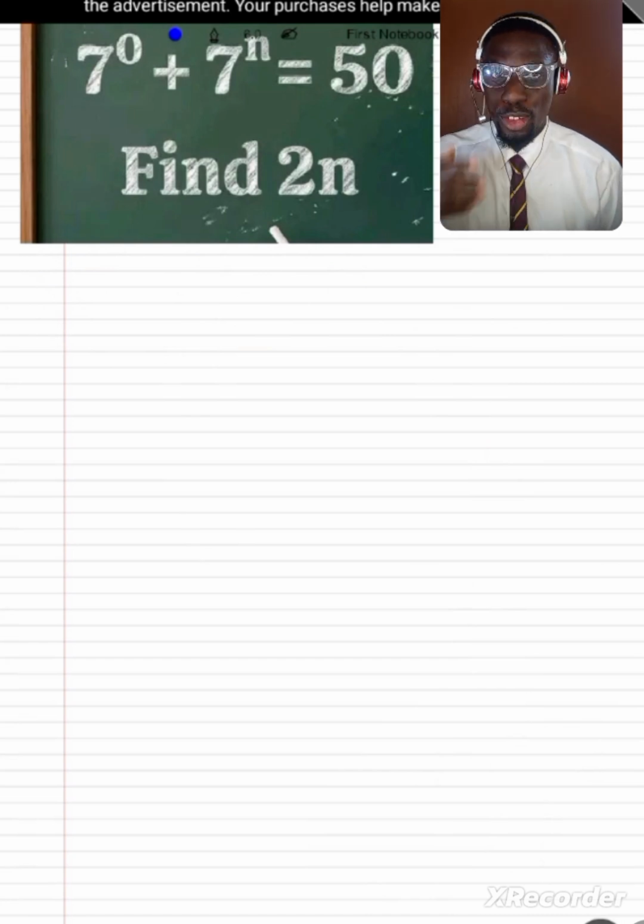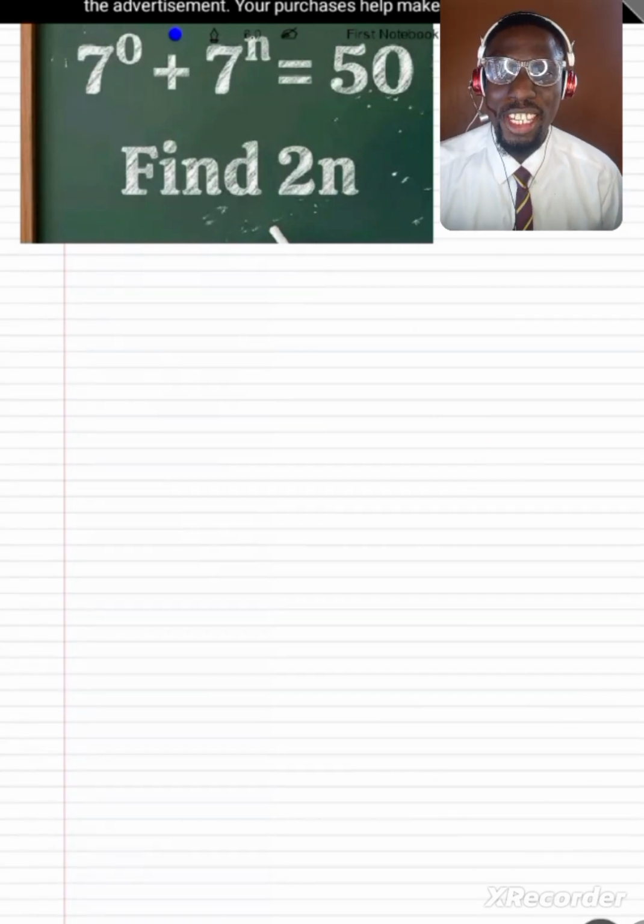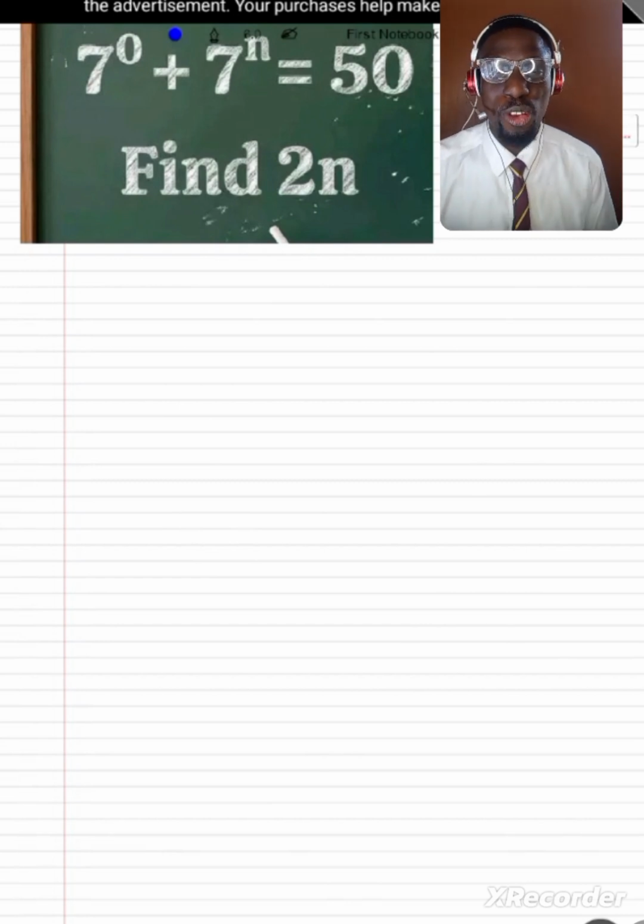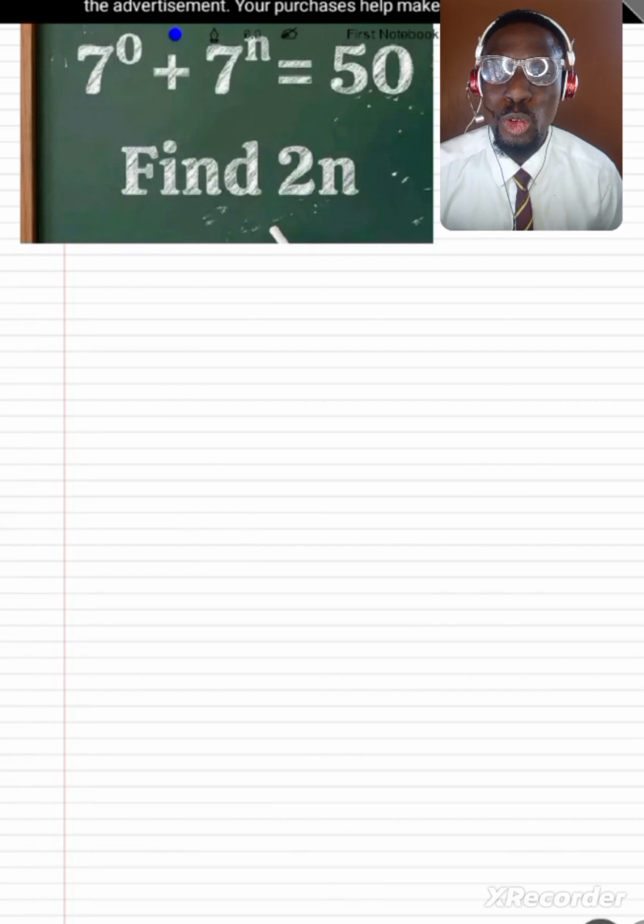All right. Someone sent this question across to me. It was like, Mr. David, can you throw more light on how this question can be solved? And I thought it wise to bring it, then show you guys how it has been done. The question has some exponents: 7 to the power of 0 plus 7 to the power of n equals 50. Then they say find 2n. This is an algebra question with a little bit of exponents.